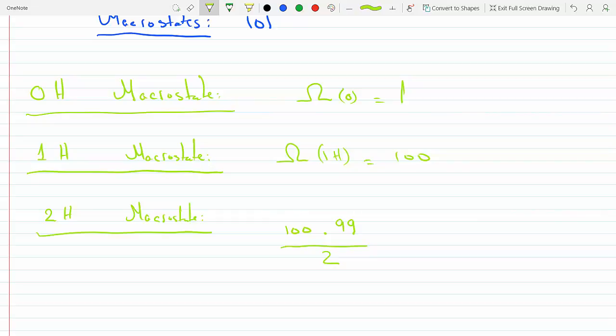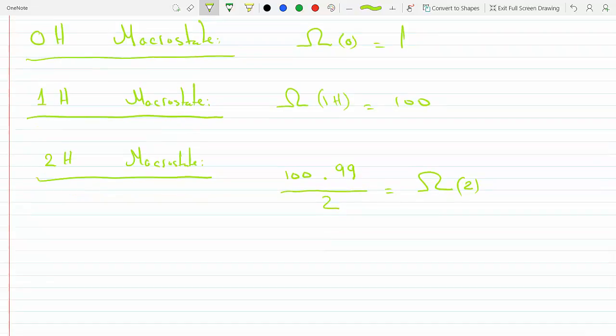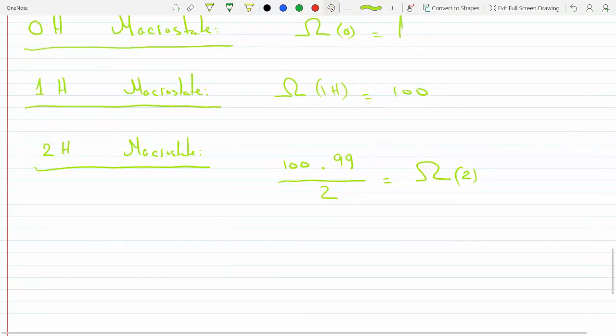Okay? So you have 100 choices on the first coin, right? And for each one of these choices, you have 99 remaining choices for the second coin. But again, you could choose any pair in either order. So the number of distinct pairs would be 100 times 99 over 2, and this would give us the multiplicity of 2. Now, let's generalize this argument.